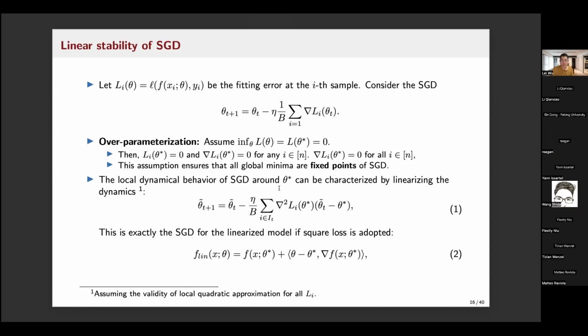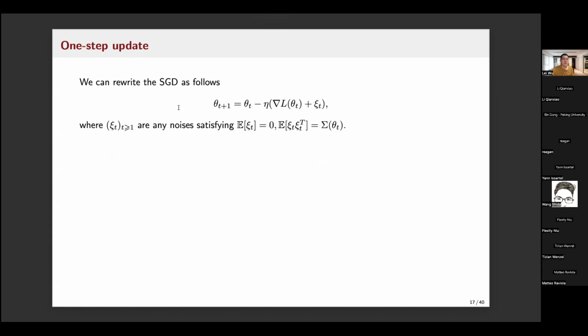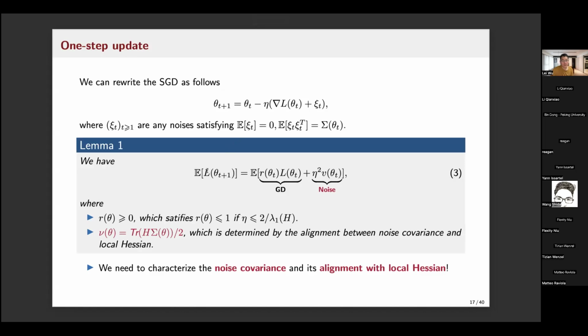Then you can linearize your dynamics around the global minima. The linearized dynamics correspond to a linearized model: you linearize your model around the global minimum theta star, and train theta minus theta star with SGD, which corresponds to the linearization of your original dynamics around theta star. For understanding, it's more intuitive to write your dynamics as follows. You decompose your stochastic gradient into the full-batch gradient plus noise, and I use sigma theta to denote the covariance of the noise. Then a very simple calculation tells us that for just one step, the change of your loss is given by the following equation.